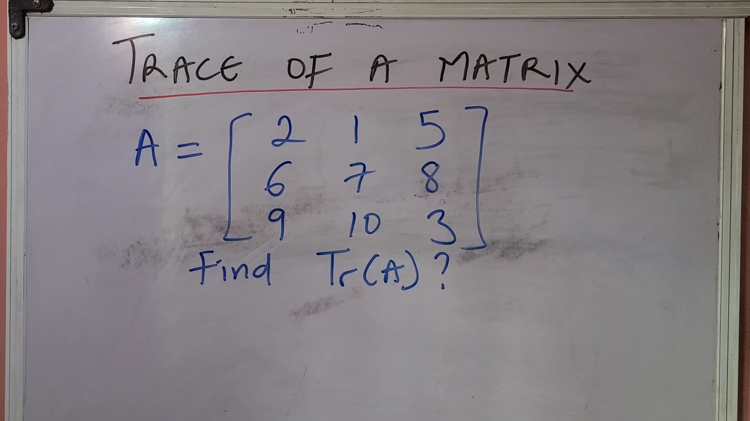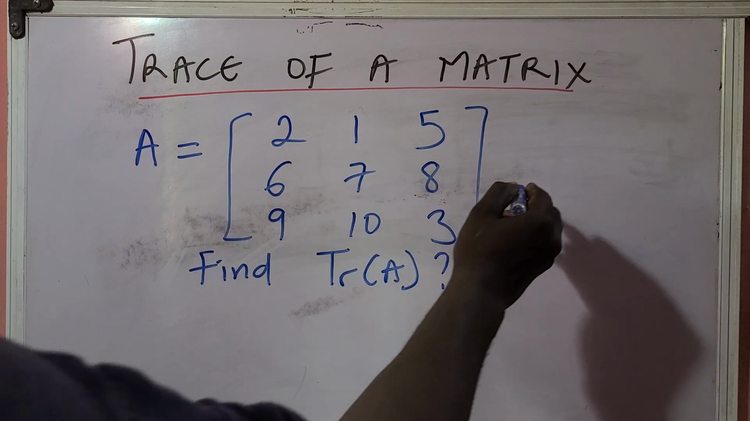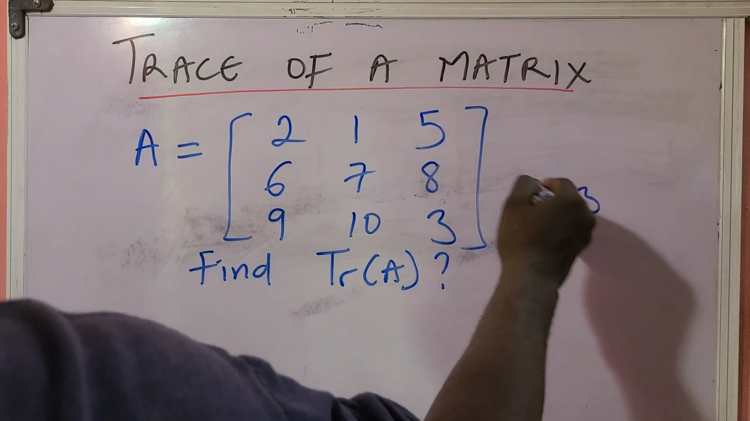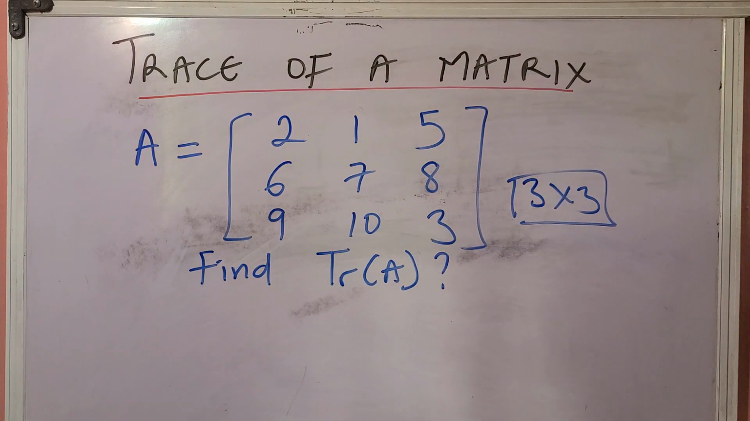And what is a square matrix? A square matrix is a matrix that has the same number of rows and columns. And what we have right in front of us is an example of a square matrix where you have 3 rows and 3 columns right here. So this matrix has the same number of rows and columns.